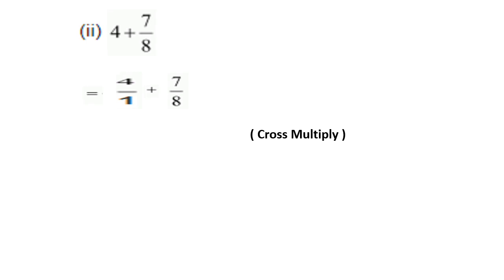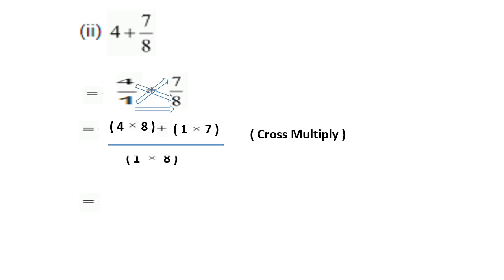For cross multiplication, in the numerator I will multiply 4 and 8. Then I'll put the plus symbol, then 1 and 7 like this: 4 into 8 plus 1 into 7. In the denominator, I'll write 1 into 8 like this. Now 4 8s are 32 plus 1 7s are 7, and in the denominator I'll write 1 8s are 8. Here same sign, what will you do? You have to add these two numbers and put the symbol whatever is in the question. So here we have the plus symbol, so I will put plus 39 by 8.